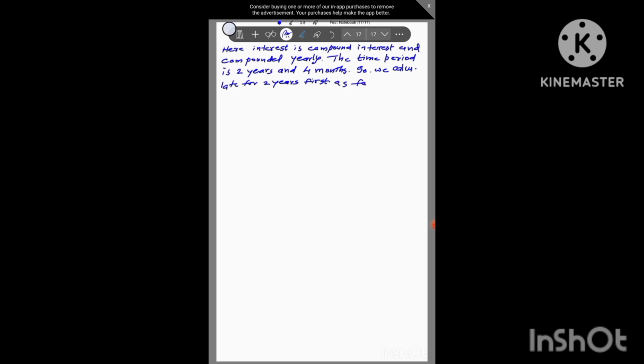Write the formula accordingly, and this is done as follows. Amount A. This is the formula, and we are calculating amount and not only interest. In case of compound interest, the formula stands for amount, and for simple interest it stands for only interest. Remember this fact. So A equal to P0 into 1 plus R upon 100 raised to N.